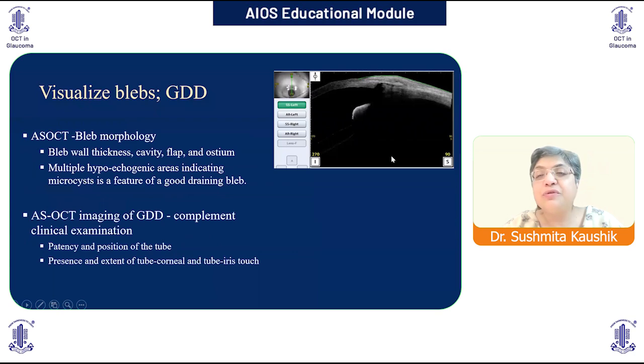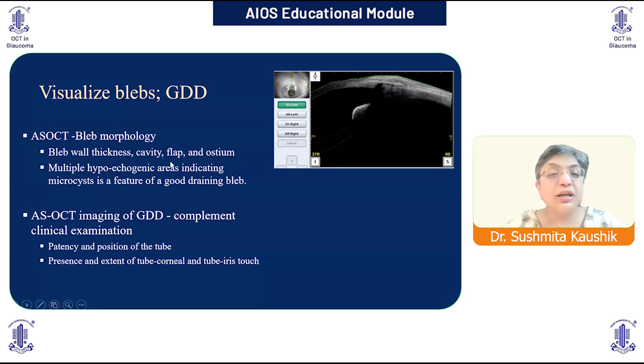The next thing you can do, of course, as a glaucoma surgeon is to visualize the bleb. So you can see this is again a Cassia. This is a line passing through the bleb. This is a bleb. And you can see here, there's hardly any fluid in the subscleral space.